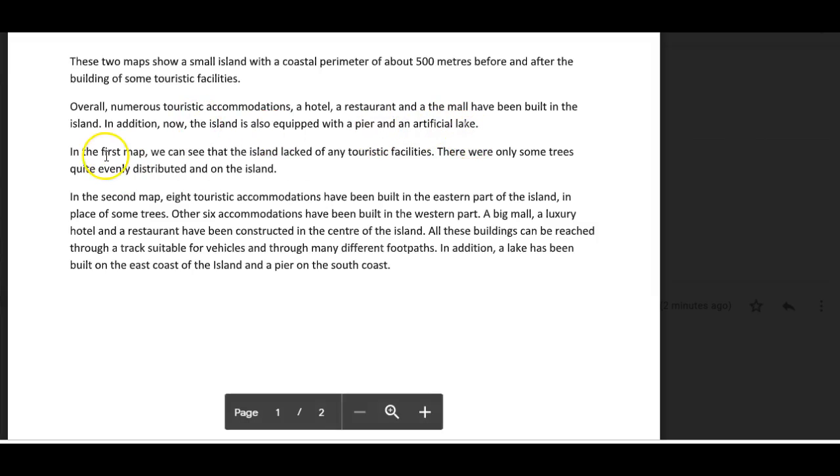In the first map, we can see that the island lacked any tourist facilities. So no of, grammatically that's wrong. And again, the word touristic is wrong. There were only some trees quite evenly distributed around the island, not and on the island. Around the island would have been fine.